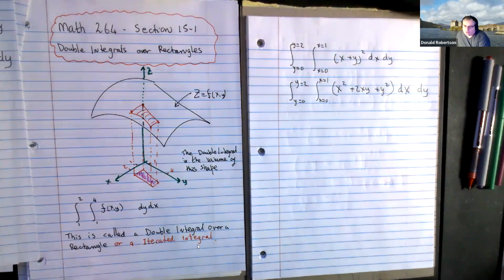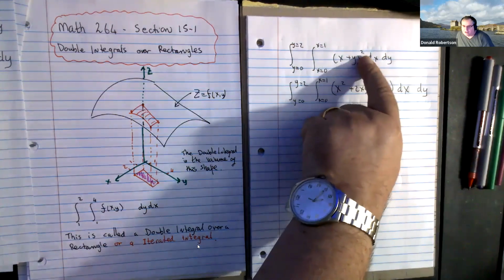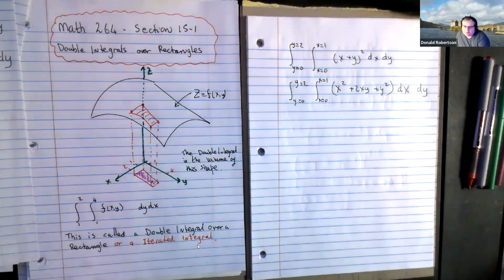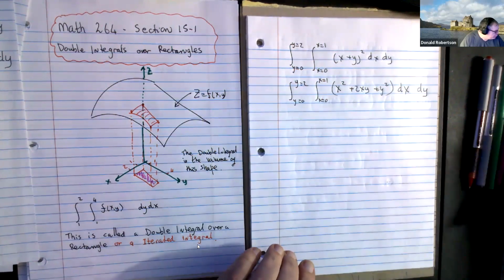Now, I would also do that if that was x plus y cubed. I don't think anybody would ever give you x plus y to the 4. That's just not fair, right? But you could do x plus y cubed. It'd be a little bit more work, but you could do it.